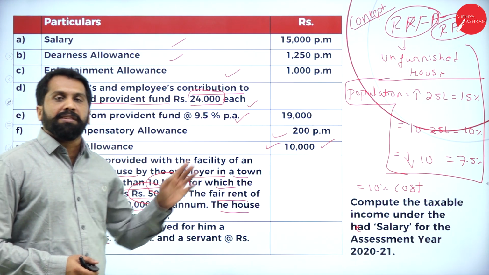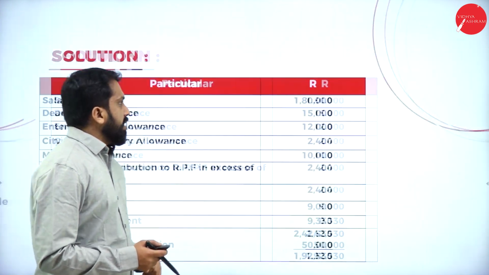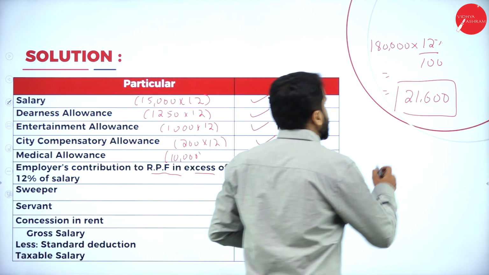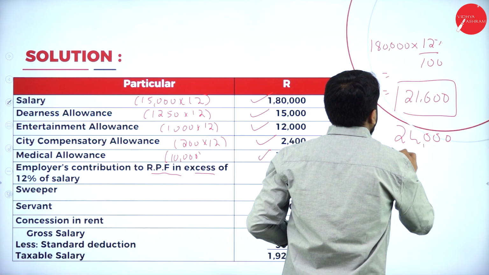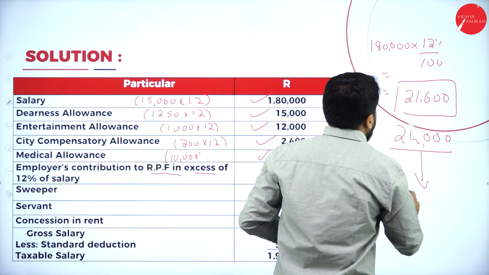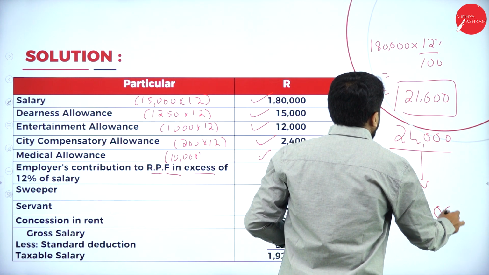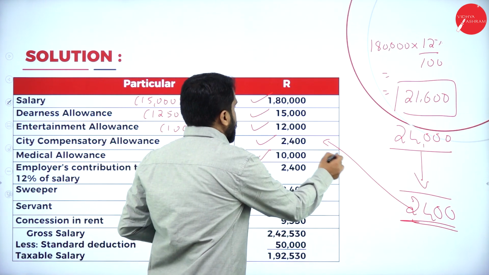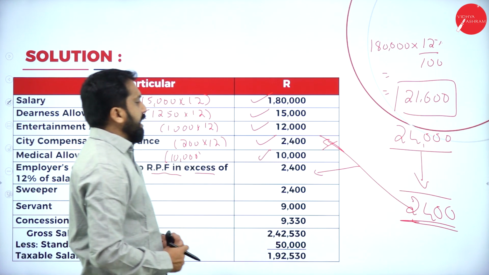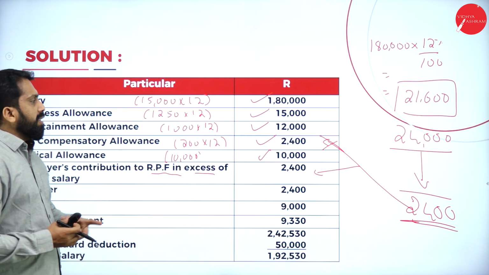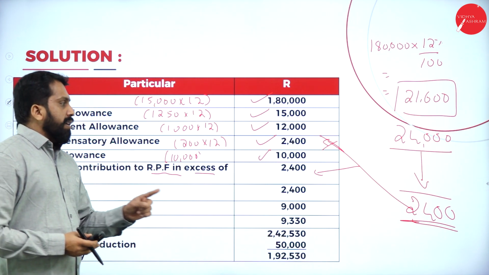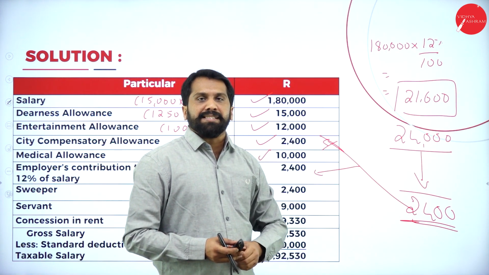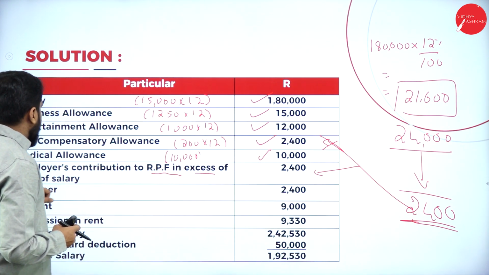He has paid more. Up to 12% exempt means we already calculated 12%. If you calculate 12%, you will get only 21,600. But he has paid 24,000. How much extra has he paid? He has paid extra around 2,400. This is only your RPF calculation. Clear? Very simple. On your salary, you calculate 12%. If the amount paid is more than your 12%, the excess amount will be taxable. Now, this is done.